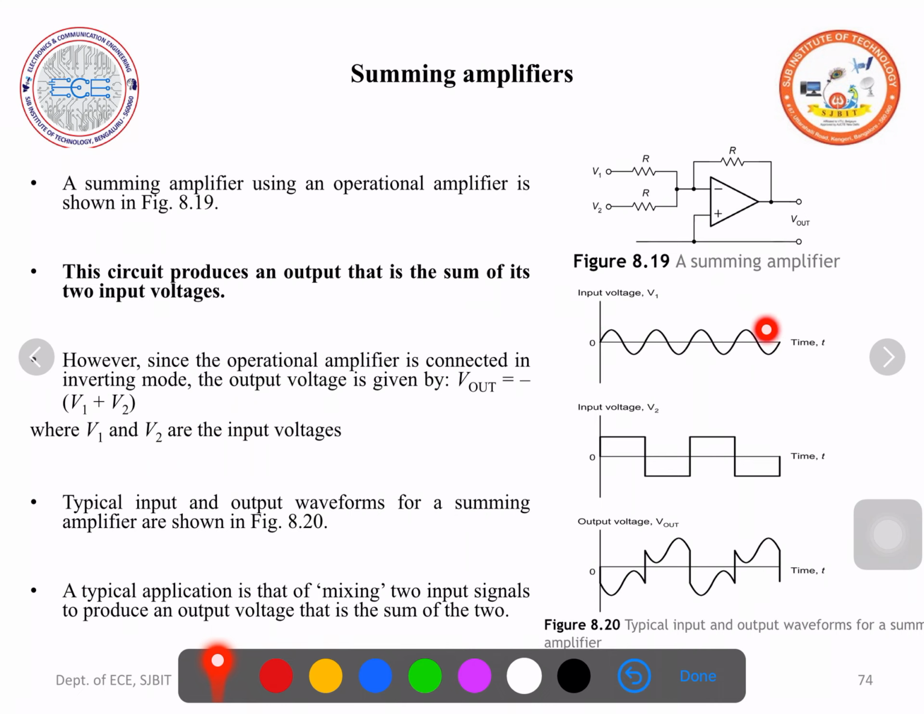Now, instead of constant DC voltages, let us try with AC voltage waveforms. Let us assume a sinusoidal signal is applied at V1 and at V2 a square waveform is applied. It is an adder circuit. Definitely these two waveforms should add. How will this get added? Something like this.